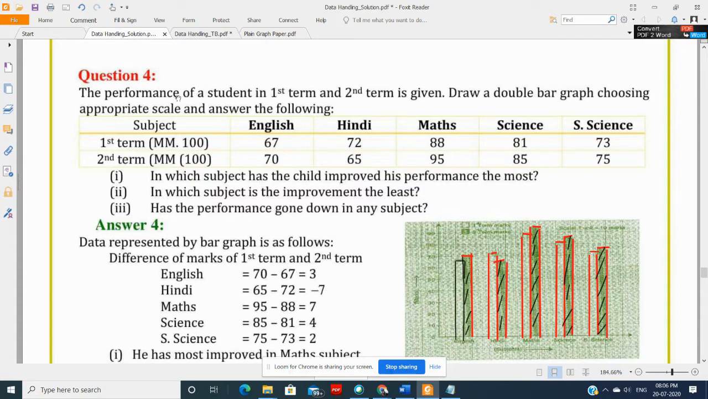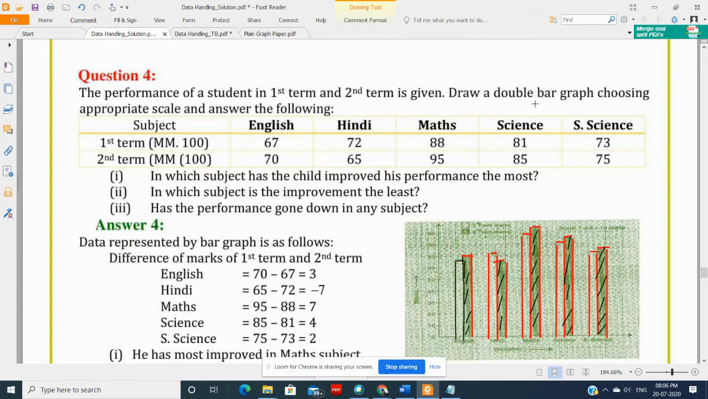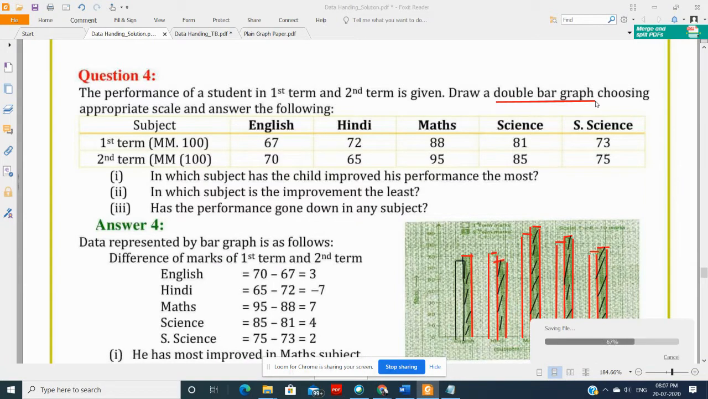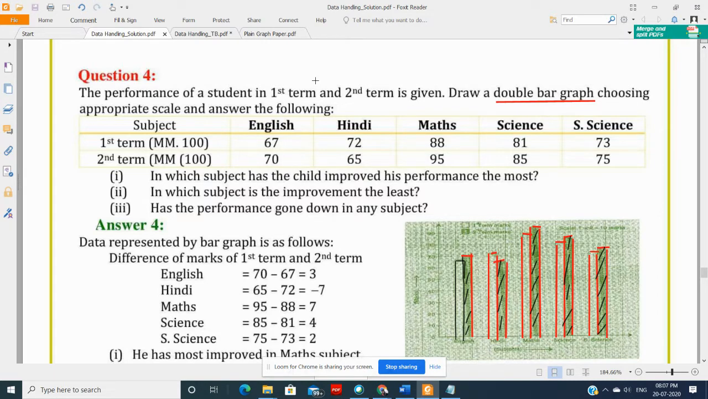First of all, why do we need a double bar graph? Isn't it okay if you just have one single bar graph? Why do we actually need a double bar graph? See, when you want to compare something, a double bar graph becomes very helpful. It becomes very easy for us to compare things, give answers to so many questions and make conclusions about it.